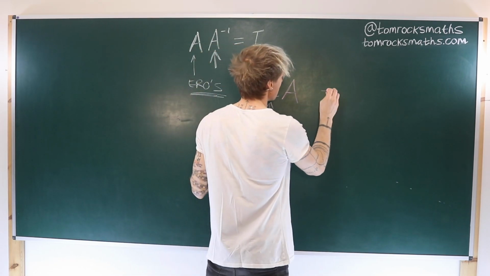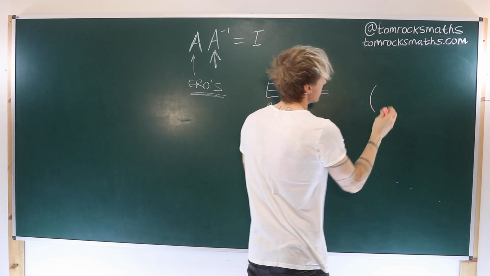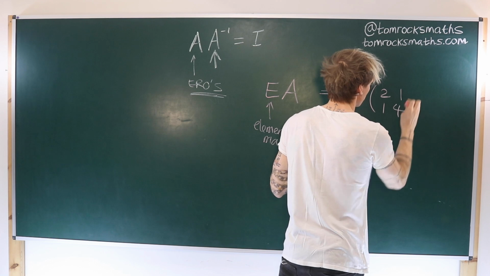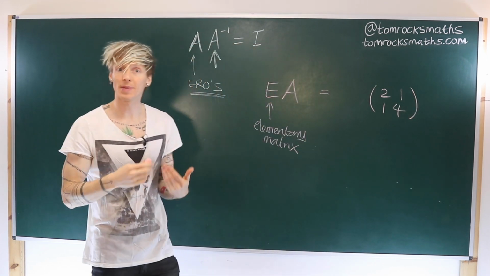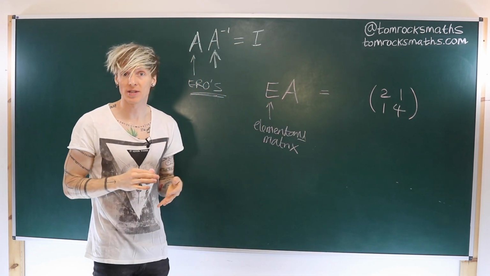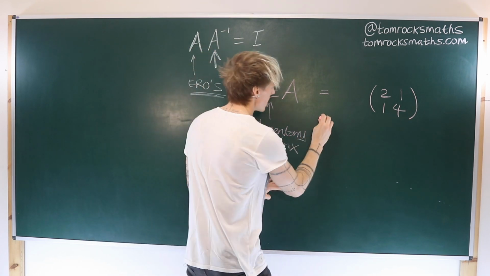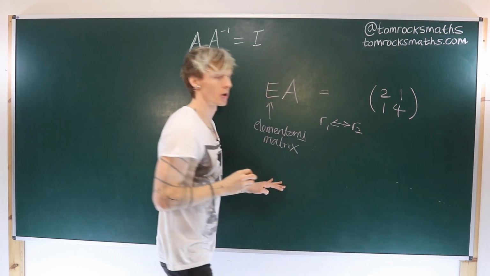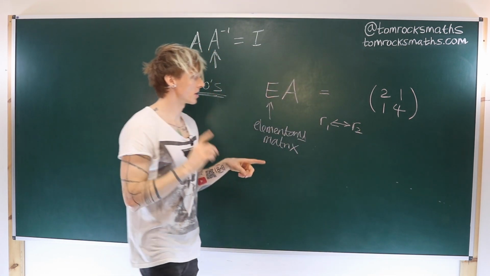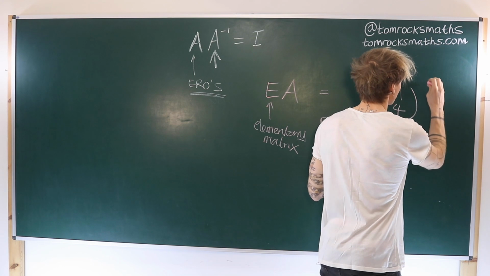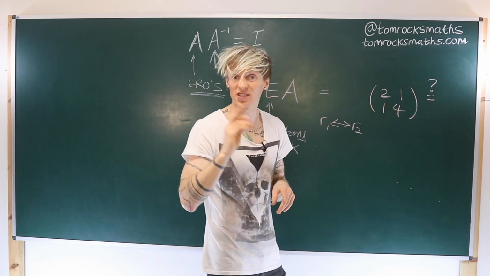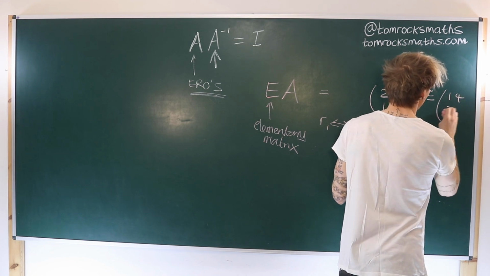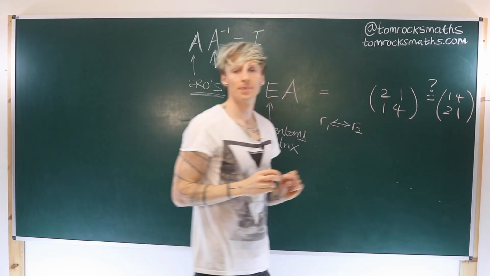Suppose my matrix A is, let's have 2, 1, 1, 4. So it's a simple 2 by 2 matrix with all positive entries. And now what I want to do is swap row 1 with row 2. So I know that the answer should be, and I'll put a question mark here because we're going to check this, but I know the answer should be the same matrix with those two rows swapped. So 1, 4, 2, 1.